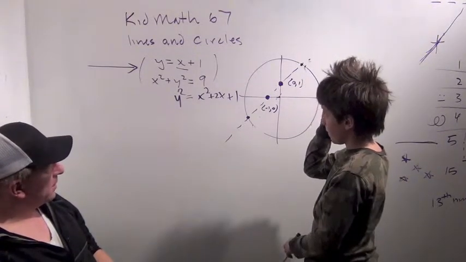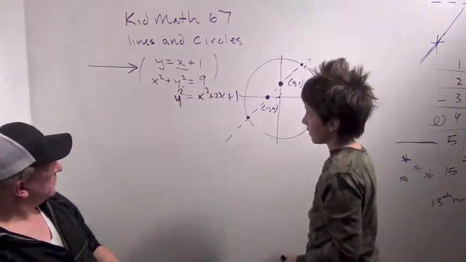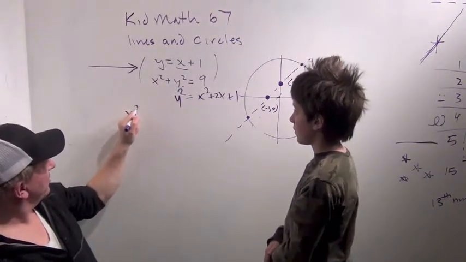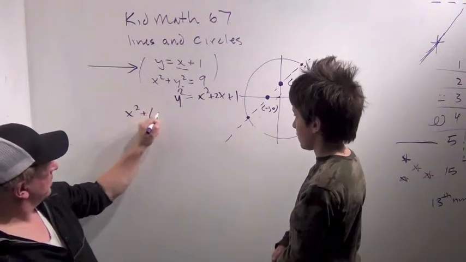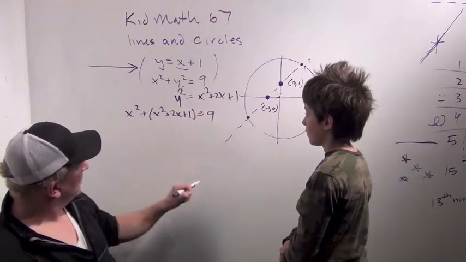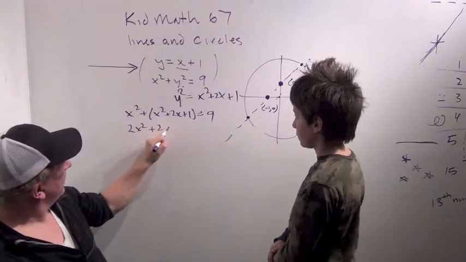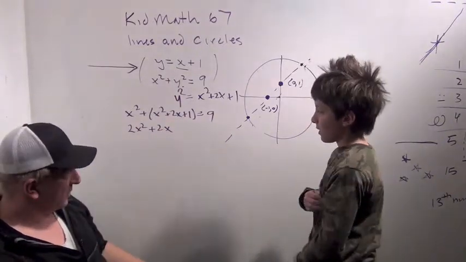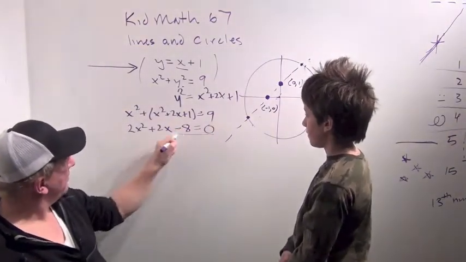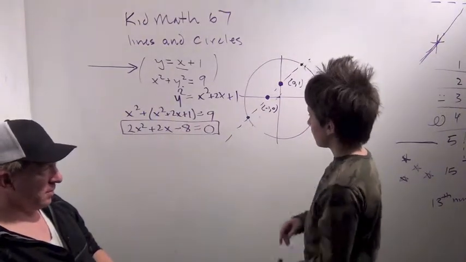Well, we could substitute. Yeah, let's substitute this in for that. So now our circle equation becomes x squared plus 2x plus 1 equals 9. Or 2x squared plus 2x, now what's 1 minus 9? It's negative 8. Minus 8 equals 0. Now we have a quadratic equation, and we can solve for the roots.